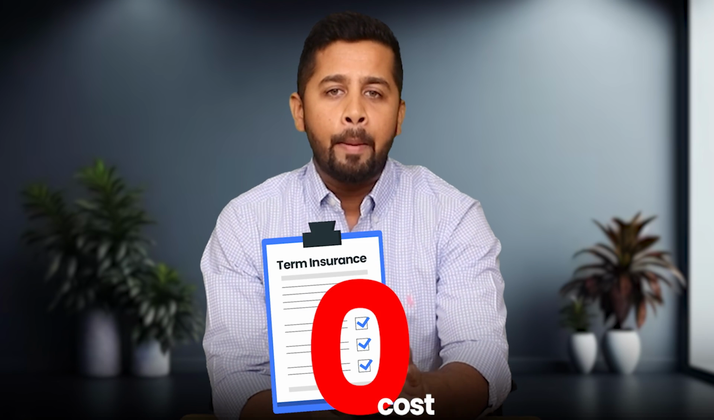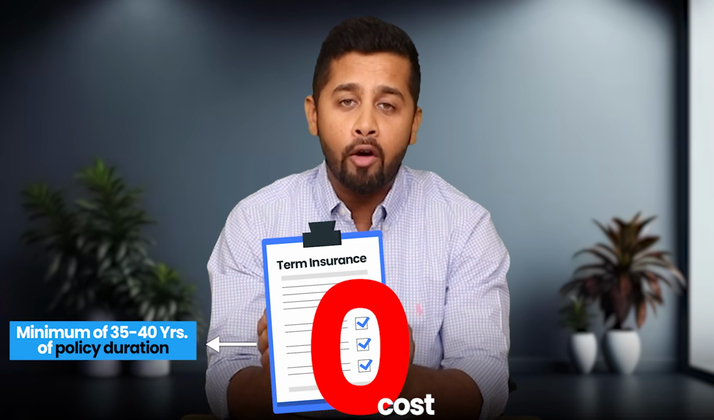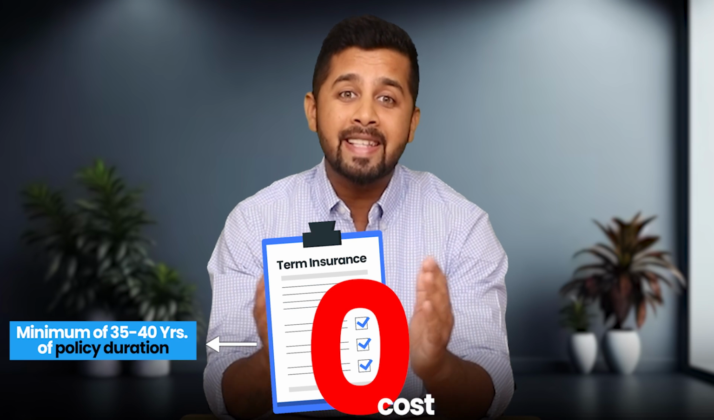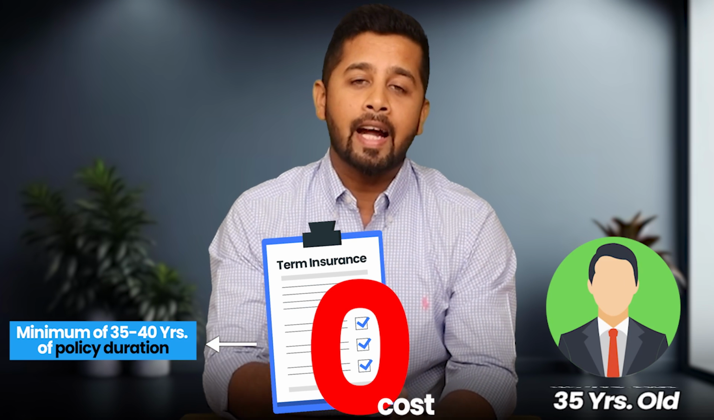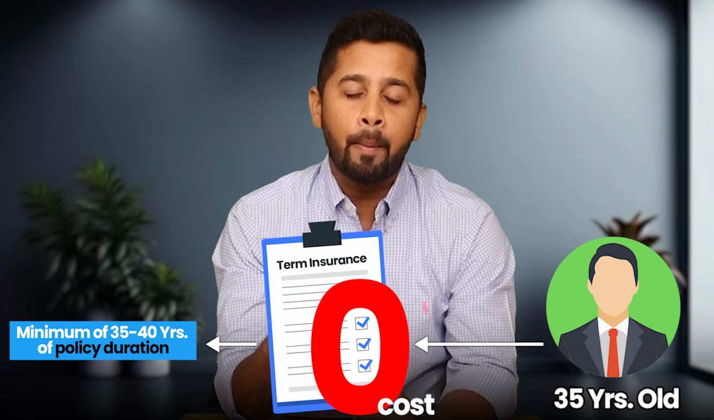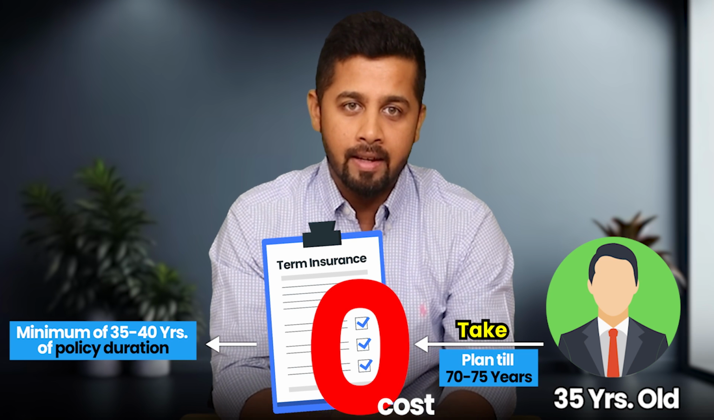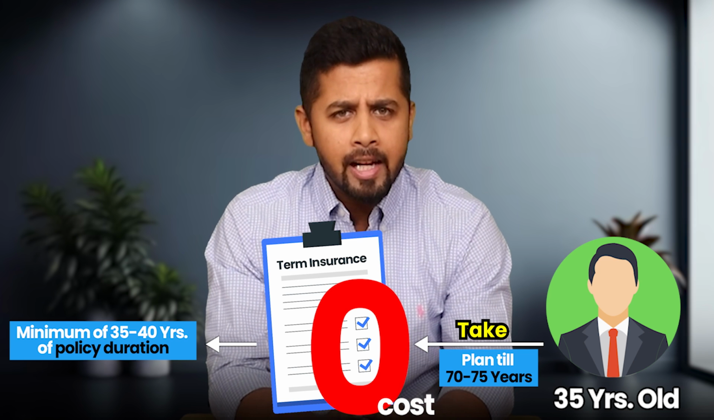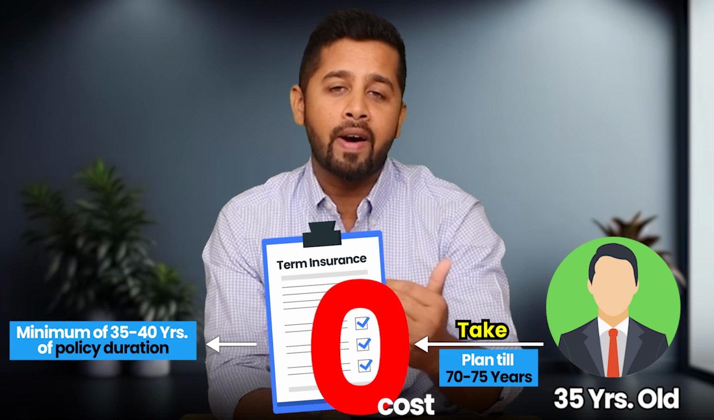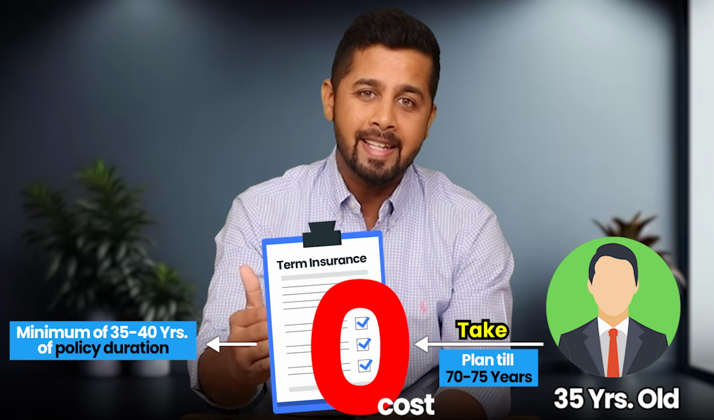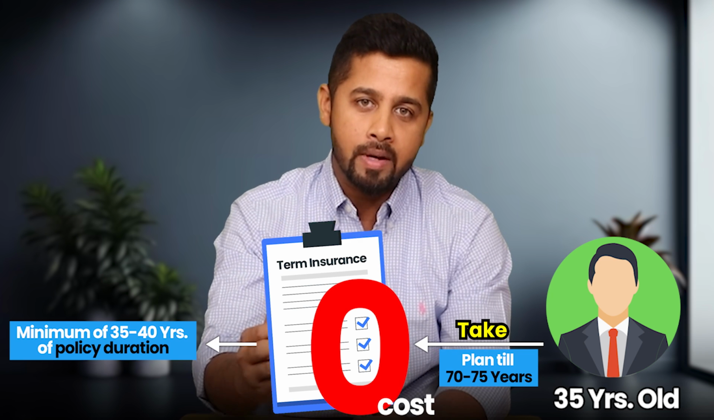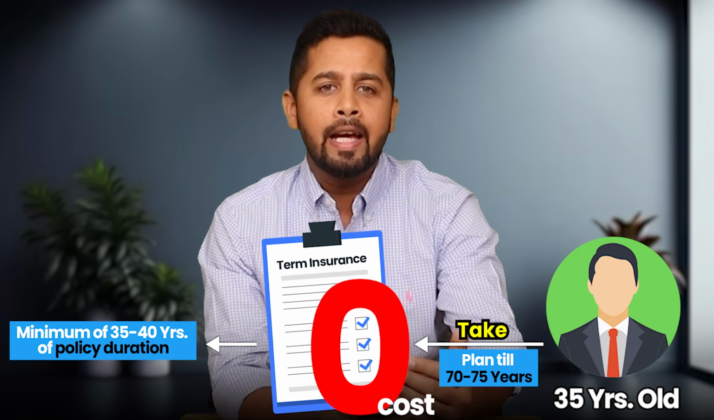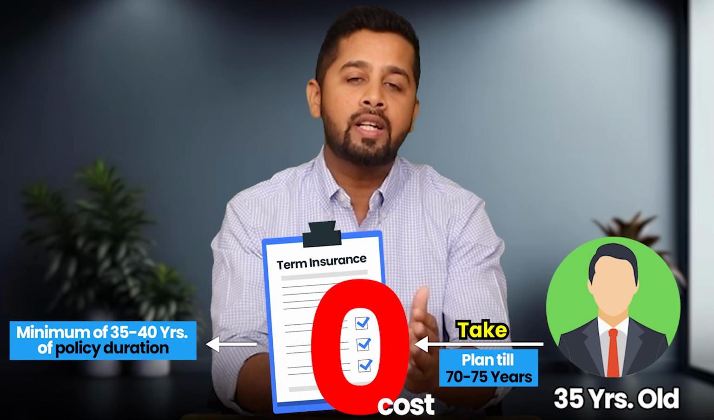First of all, if you want to offer a zero cost term plan, the majority of these products have a minimum of 35 to 40 years of policy duration. It means if you are, say, a 35-year-old, you would have to take the term plan till 70-75 years. Now you might ask, Sahil, what is wrong with that? The issue is that generally we need a term plan till 60-65 years of age, because after that age, you would have a decent retirement corpus, your kids would have already settled, and your wife would not have to depend upon the term plan money.